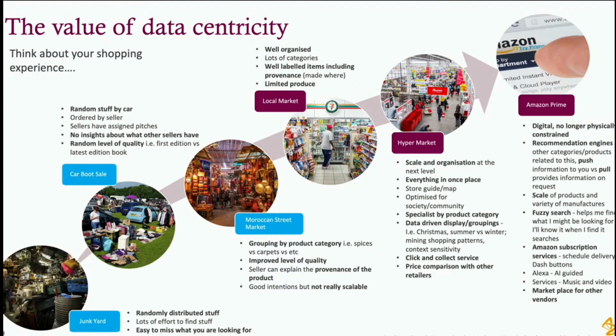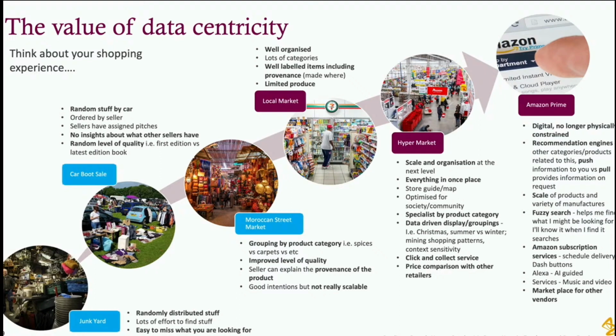And then we can start to see more organisations. So we can think of something like a street market, maybe a Moroccan street market. And here, you start to see aggregation of stalls of a type together. So you might get all of the spices in one area, you might get the vegetables and the fresh meats in the other, and so on and so forth.